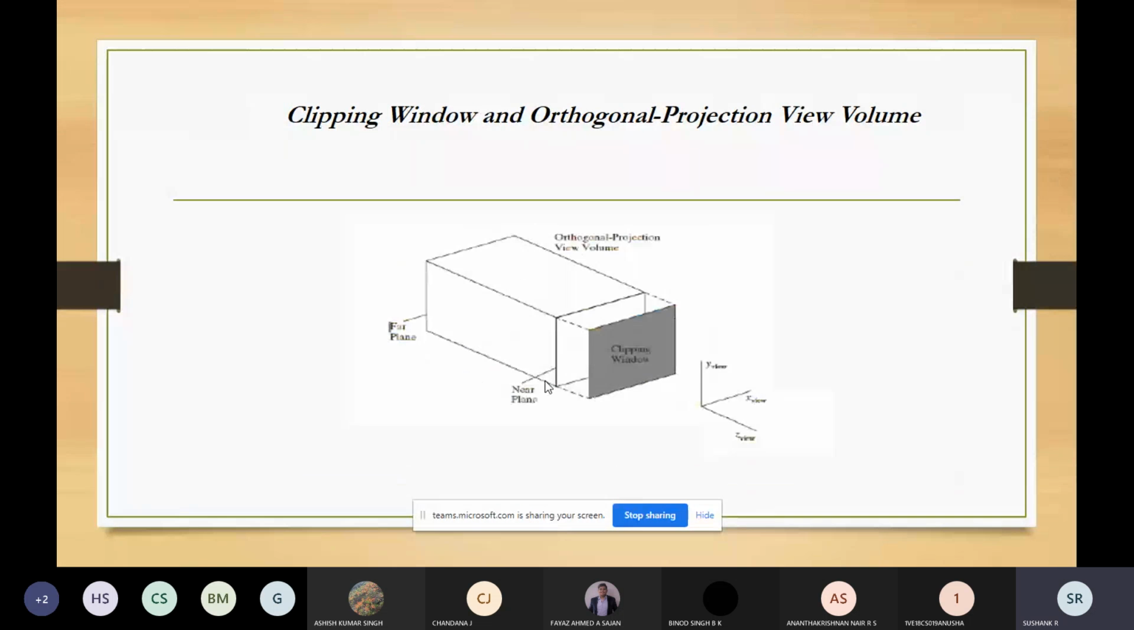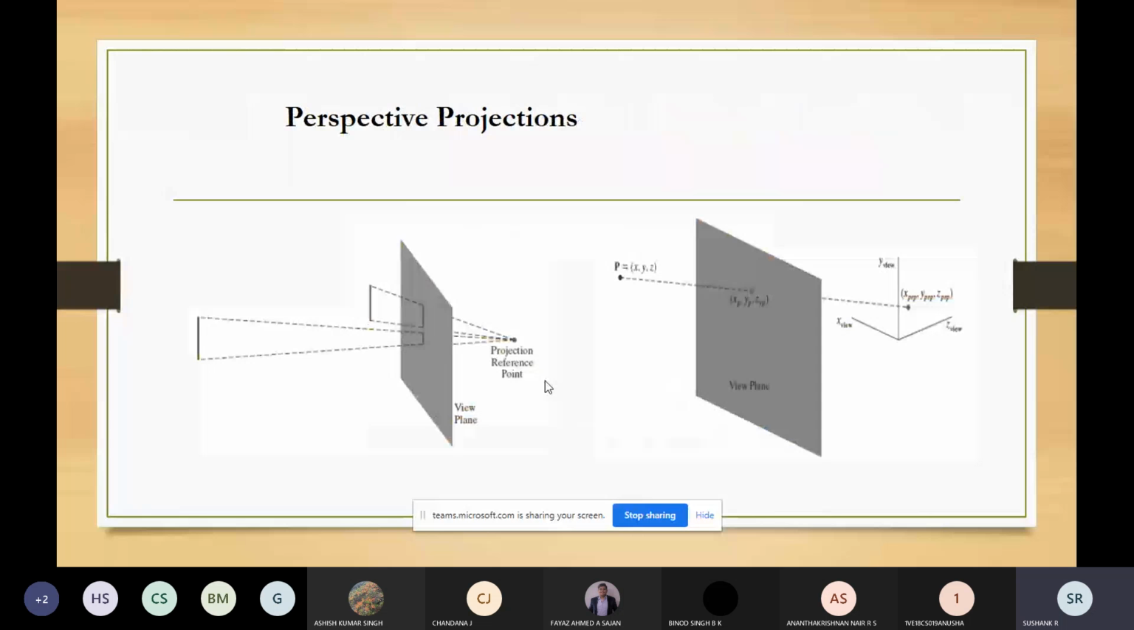In last class, you learned about orthogonal projection, right? So in this class, we'll be talking about perspective projection. After that, we will see the functions which are there in OpenGL for this. So first of all, perspective projection.